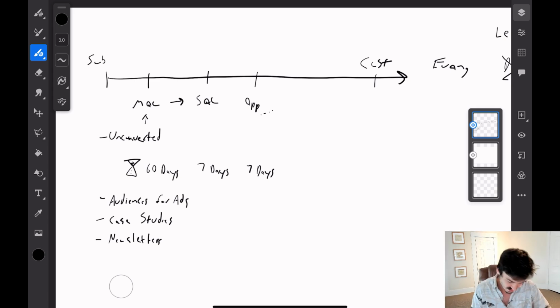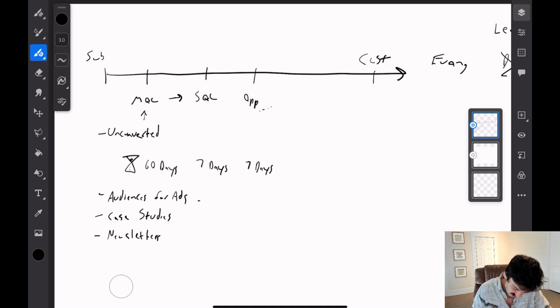And then when it comes to SQLs, you want to get really targeted with this. So this would be the same thing, audiences for ads, but you want hyper-targeted ads around where they're at in their lifecycle stage, right? And then other data points that you've collected about them. So whether it's their industry, whether it's the product they were interested in, you want to retarget here. And then you'll see a higher conversion rate through the rest of the funnel.